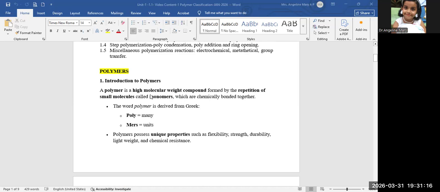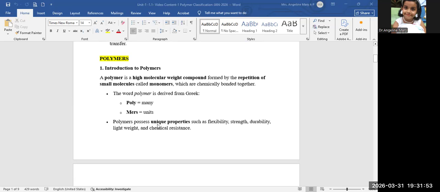A polymer is a high molecular weight compound formed by the repetition of small molecules called monomers, which are chemically bonded together. The word polymer is derived from the Greek word poly meaning many, mer meaning units. That means many units joined together to form a longer chain or bigger chain is called a polymer. So a polymer possesses a high molecular weight.